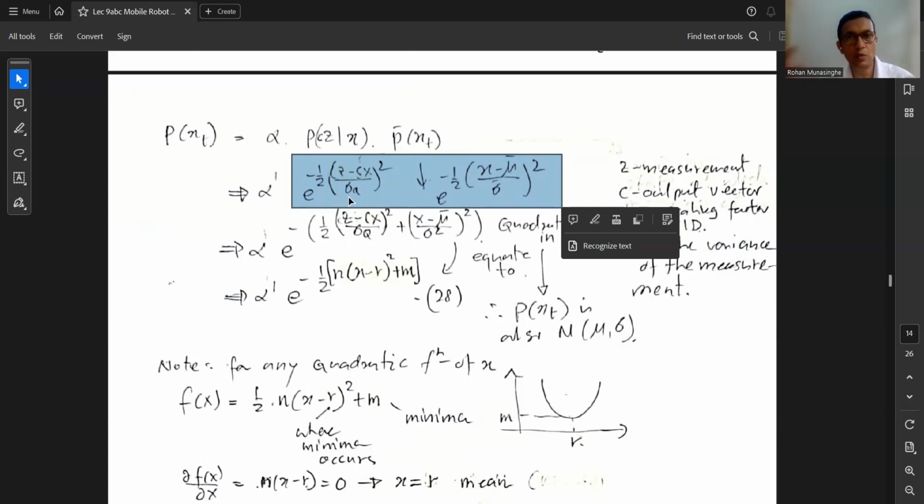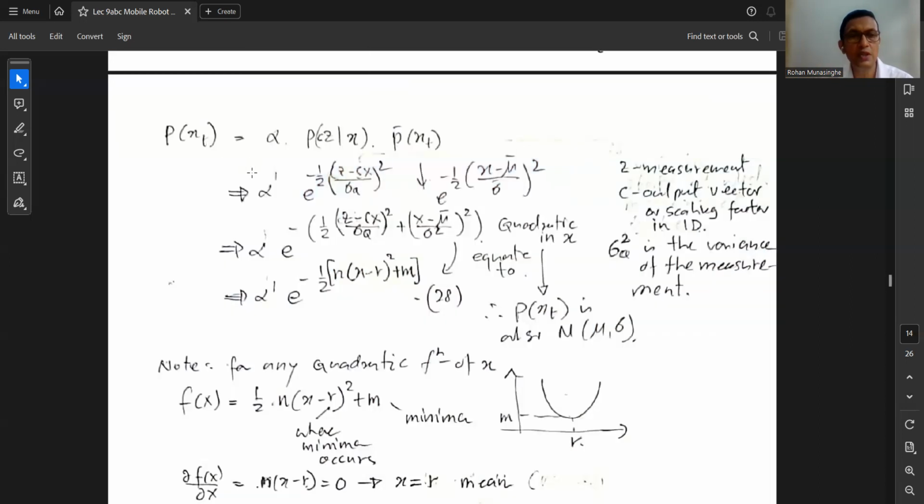And they both have normalization factors. To normalize the whole thing, we can add another constant here, like alpha star. This is not the same alpha as earlier, but this alpha star is also doing the same function, to normalize the probability distribution function after multiplying the two PDFs.